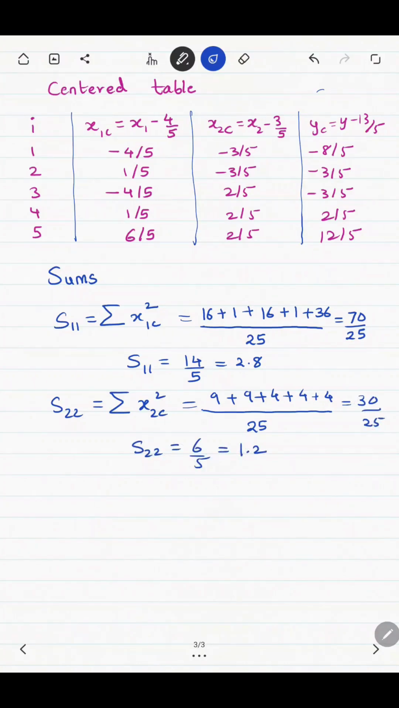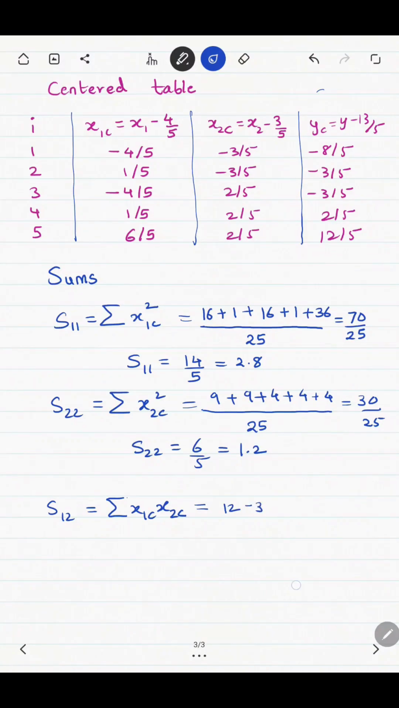Similarly, we'll calculate S12, which is x1c multiplied by x2c. We'll have to calculate that. So 4 into 3, 1 into 3, 4 into 2, 1 into 2, 6 into 2. So adding all these, also we'll have to take care of the sign. So for the first data point it is minus 4 into minus 3, so plus 12. For the second data point, it is 1 into minus 3, so it is minus 3.